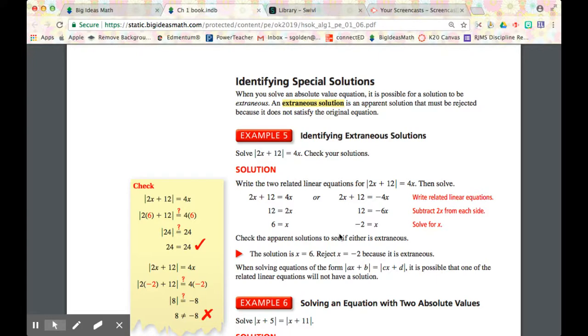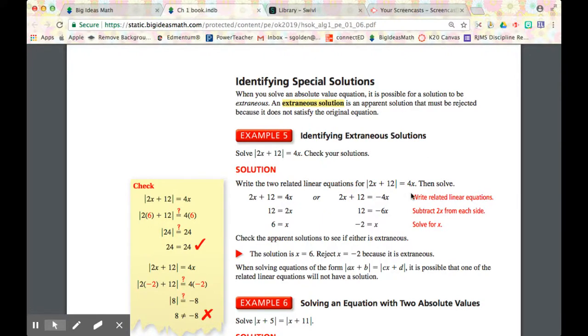Now, what's the special case about this problem is if we go back up here and look. If you remember at the very beginning, we talked about absolute value cannot equal a negative number, okay? Even though this says 4x, that's positive right now, but it's 4 times whatever x is. So let's look at the two answers we got. If I do 4 times 6, I get positive 24. So it's still a positive answer, so that still works. Then if I plug in negative 2, 4 times negative 2 is negative 8.